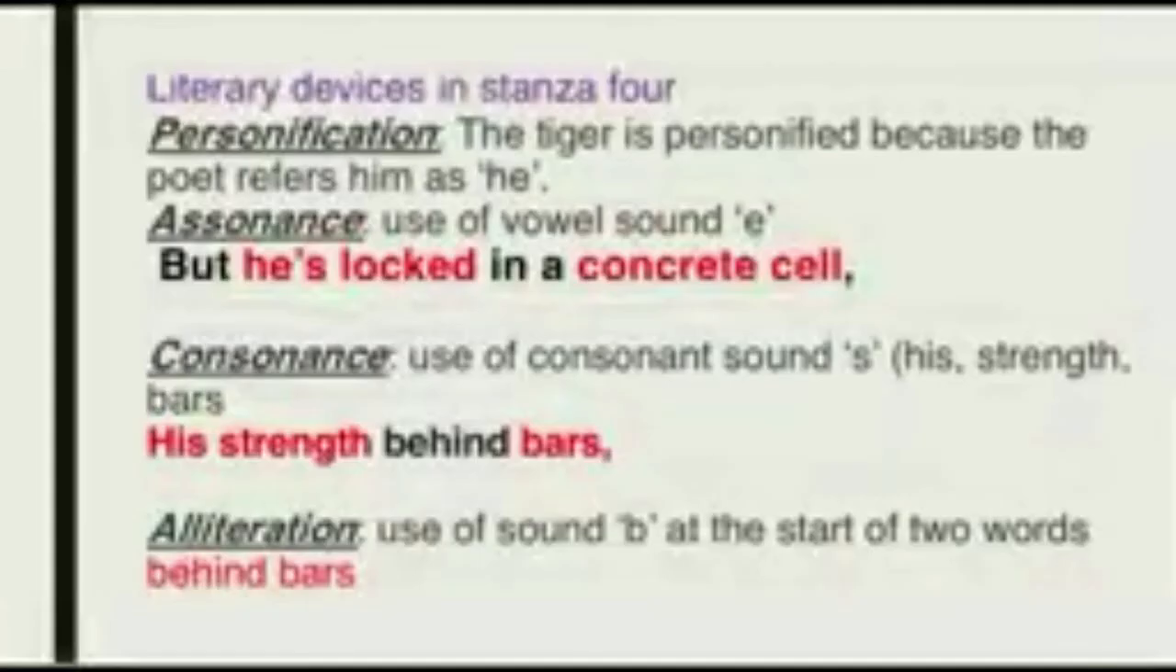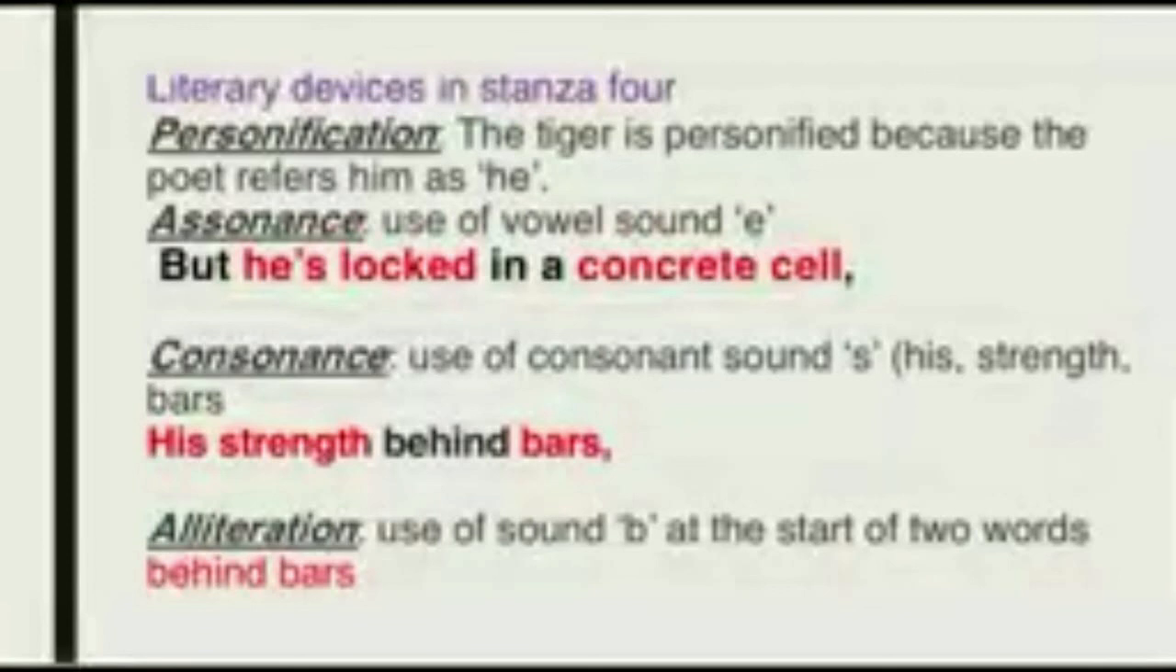Now, we will go to the fourth stanza. Here we can see personification. Again, the tiger is personified because the poet refers to him as he. You can see in the stanza, "but he is locked." He means who? The tiger is locked. So again, the tiger is personified because instead of tiger, the poet uses he.